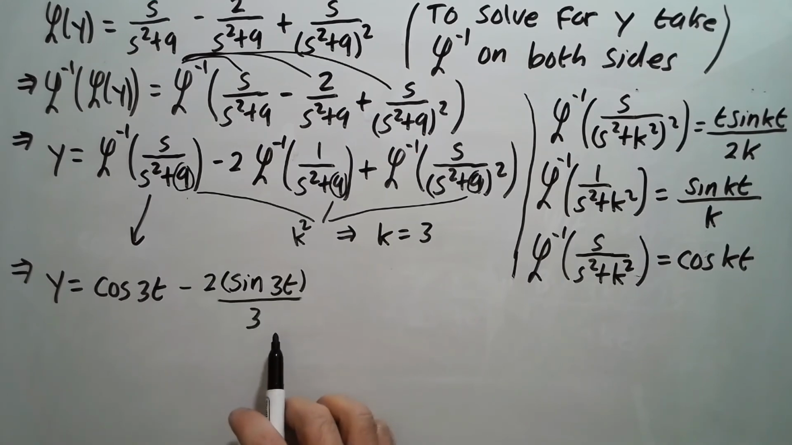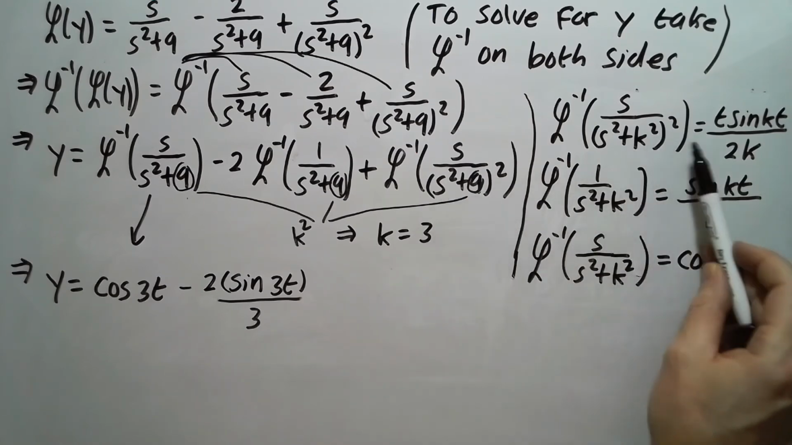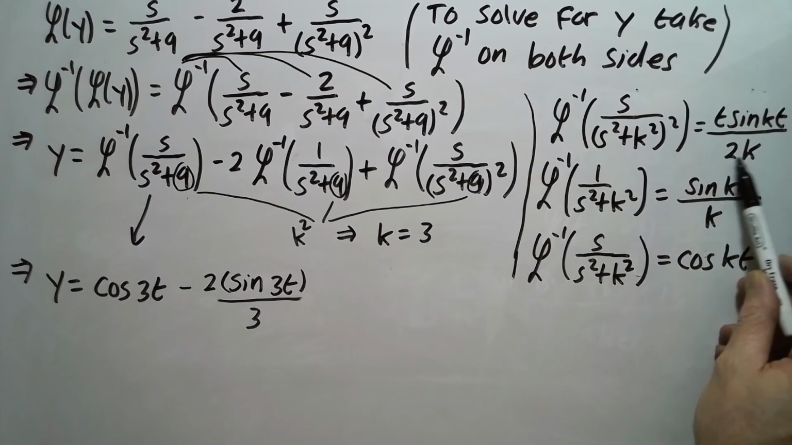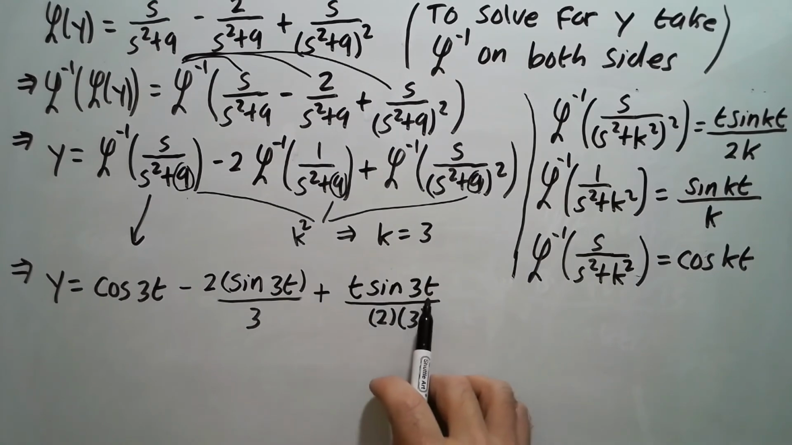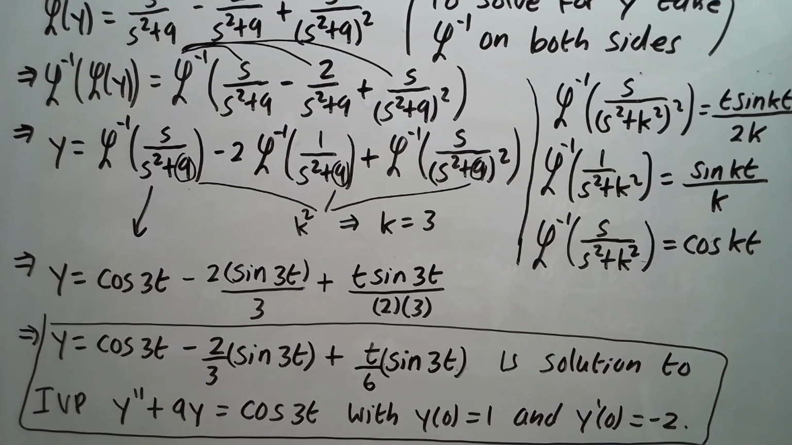So we get this. And in our last one, it looks like the top one up here, because we have an s squared plus k squared, the whole thing squared. So it fits this mold again where k is 3. It's going to be t sine of 3t over 2 times 3, so 6, because our k is 3. So simplifying this a bit further, we have y equals cosine 3t minus, I'm going to bring out the 2/3 in front, 2/3 sine 3t plus t over 6 sine 3t is a solution to the initial value problem.